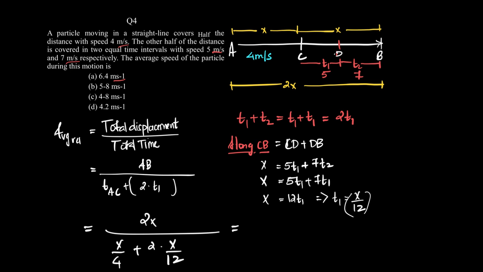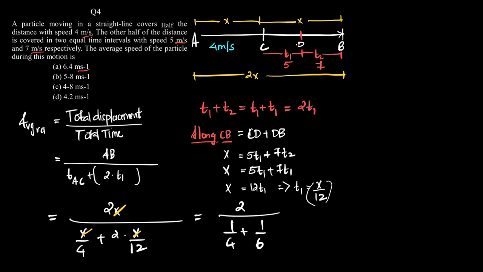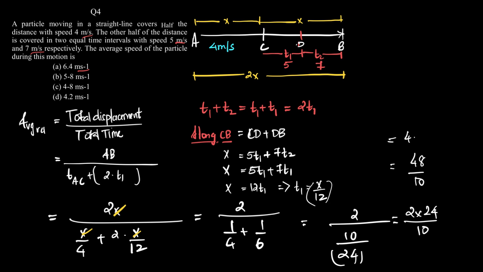So what can we say further? We can solve this by saying that x will cancel in every term. And what do we have left? We have 2 by 1 by 4 plus 1 by 6, right? So this would be equal to 2 by 10 by 24, which is equal to 2 into 24 upon 10, that is 48 upon 10, which is 4.8 meter per second. So the correct option here is option C.